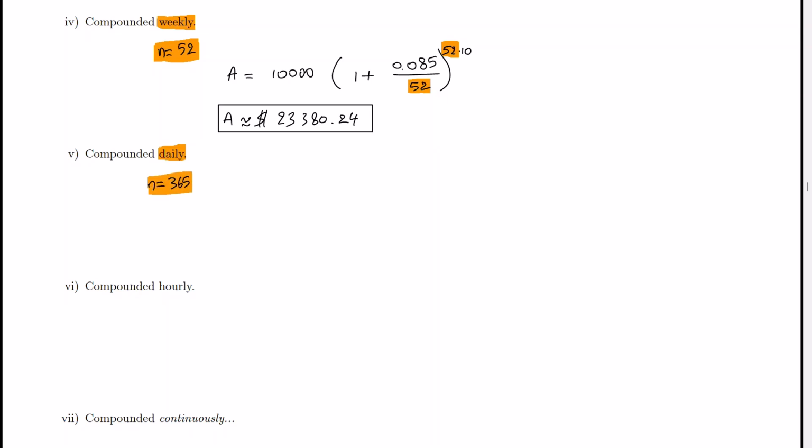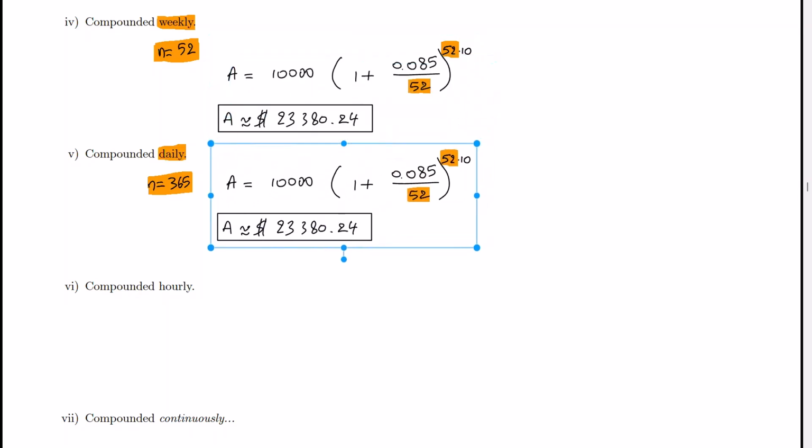So again, I'm going to just grab this problem and copy paste it, but the only thing I'm going to change is the n. I'm going to switch it to 365, and it used to be multiplied by 10 on the exponent, and it's 365 on the denominator. So that's the only change I gotta make on my calculator, is the 52 needs to be changed to 365.